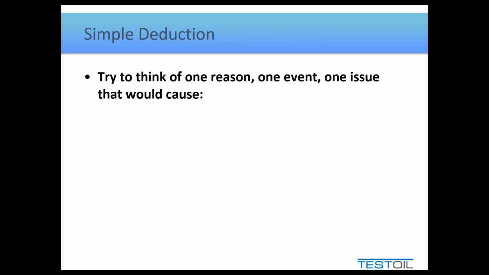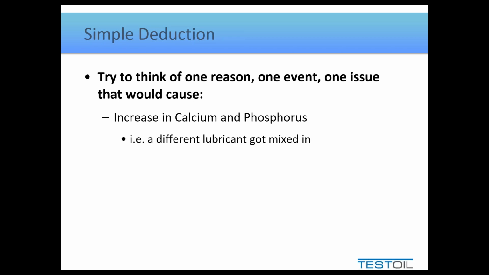We need to think of one reason, one event, one issue, one singular occurrence that gave us that increase in calcium and phosphorus, because as I said, those seem to be related. And the most common reason for that is a different lubricant got mixed in. But I emphasize to you, no change in viscosity, right? So this isn't the wrong oil. Right? I'm telling you up front, that's not going to be the answer.